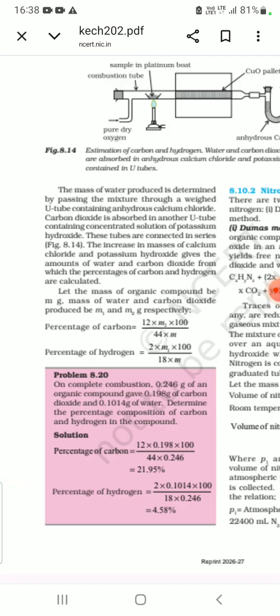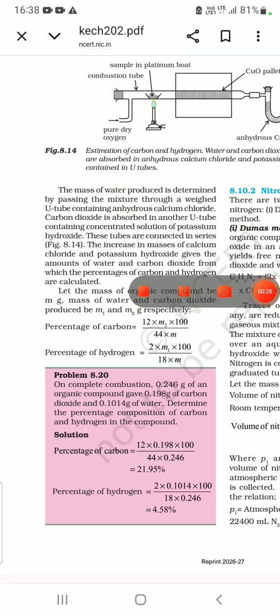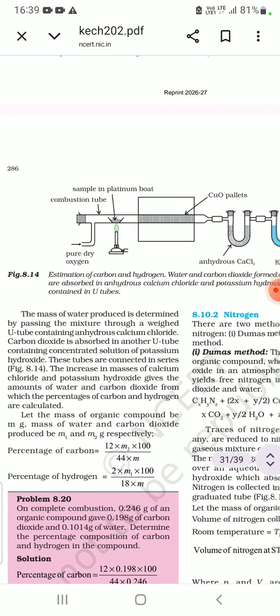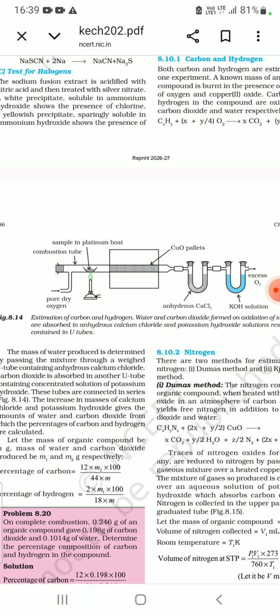And here we have the increase in the mass of calcium chloride and potassium hydroxide, which gives the amount of water and CO2, from which the percentage of carbon and hydrogen are calculated. Increase in mass of calcium chloride and potassium hydroxide gives H2O and CO2, and this diagram is given here.